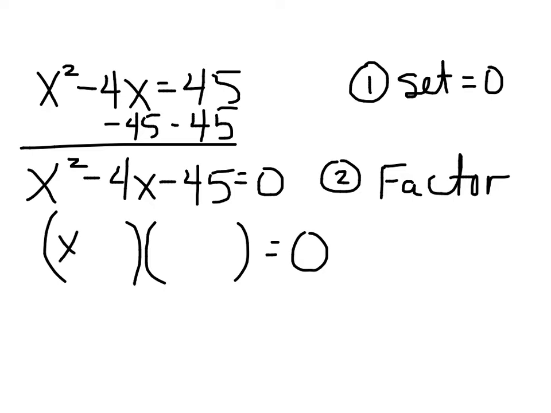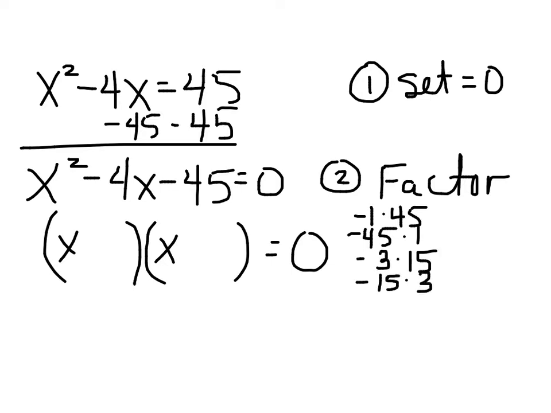X. And then ask yourself, what times what gives me negative 45? Well, you have negative 1 and 45, negative 45 and 1, negative 3 and 15, negative 15 and 3, negative 5 and 9, negative 9 and 5. Those are all the groups that can multiply together to give you negative 45. But only one of them is the right answer.